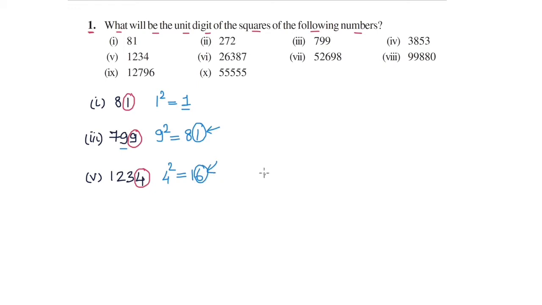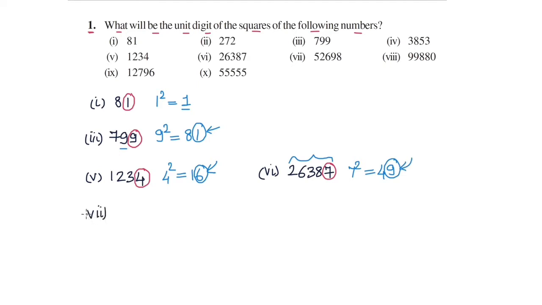Clear? Now, sixth part. What to do in the sixth part? Same. The number is 26387. To find the unit digit of the square of the number, what are we going to do? Yes, we are going to square the unit digit. So 7 squared gives you 49, and the unit digit of the square of this number will be 9. Clear? I think now you are understanding, right? So let's move to the next part.